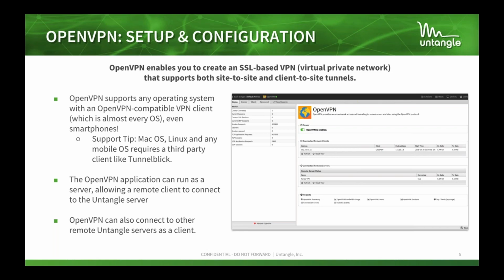So the OpenVPN app can run as a server, which we'll show you, allowing remote clients to connect to the Untangle server, which is handy because that person who's in France is going to VPN into Untangle, which is then going to filter them however strictly you need them to be filtered. We can shape their traffic, see usernames, all that stuff. They're basically just another user once they've remoted into Untangle. It can also connect to other remote Untangle servers as a client, which we'll go through a little bit in the demonstration as well.